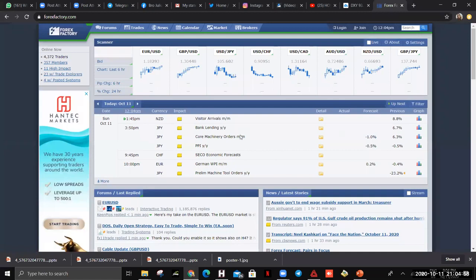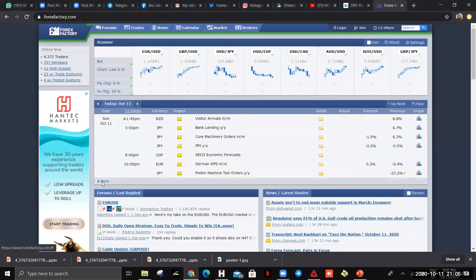Type 2 on the chat box. Okay, today is Sunday. Good. This is what's happening. These are the people: visitors arrive, bank lending, core machinery orders, economic data for Germany, and all that.